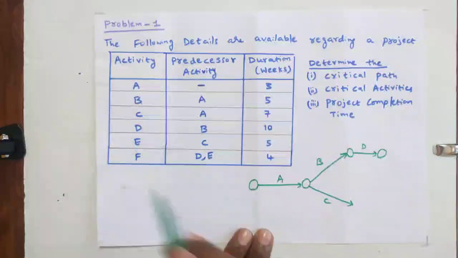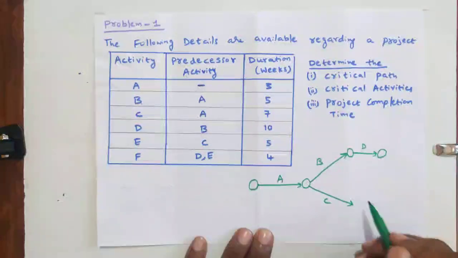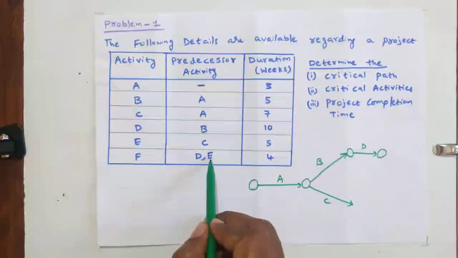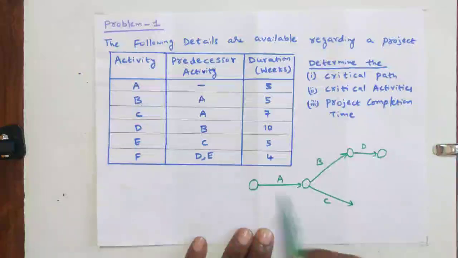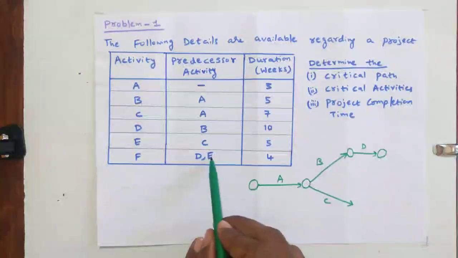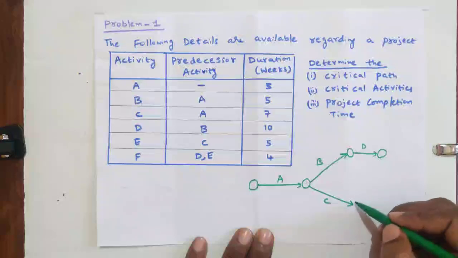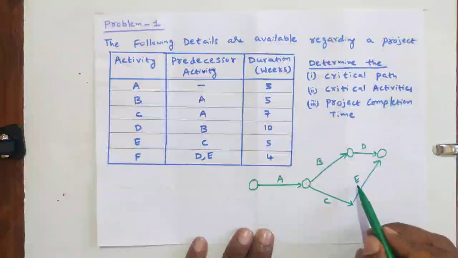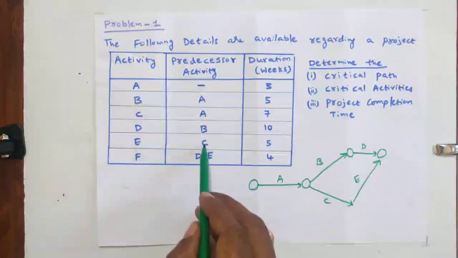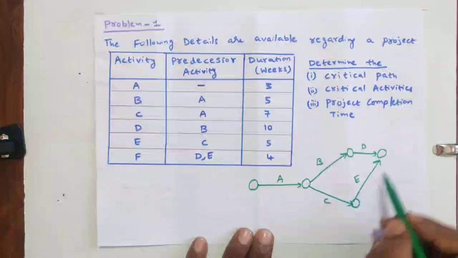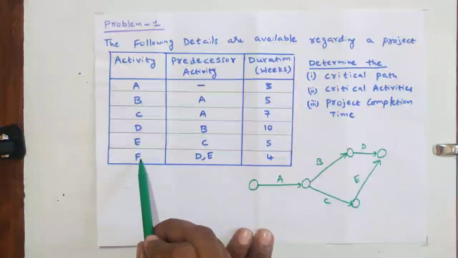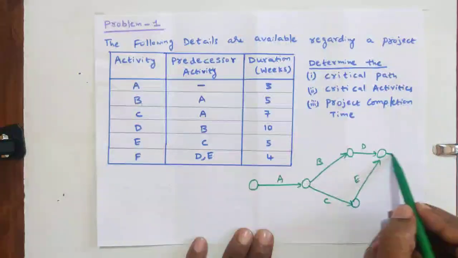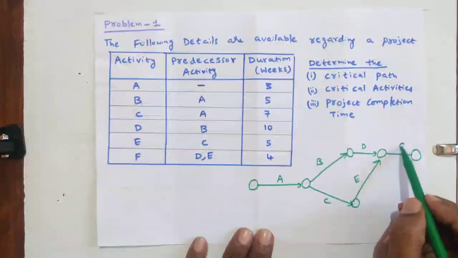Similarly, after C, E should start. And after completion of D and E, F should start. That means D and E should join at the same event. Activity E starts after C, and activity F should start after D and E are completed. Now activity F will start. This is activity F.